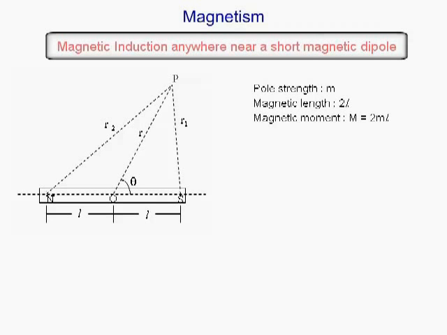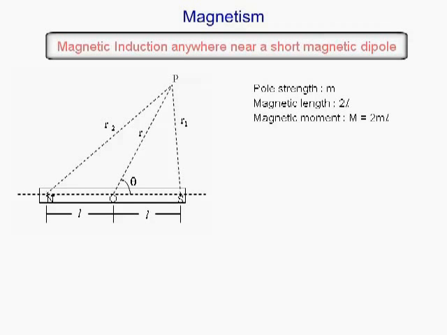We are interested in finding the magnetic induction at point P, which is neither on the axis of the magnet nor on its equator. It is in between the equator and the axis. So, if you join point P with the center of the magnet O, then line OP makes angle theta with the axis of the magnet.